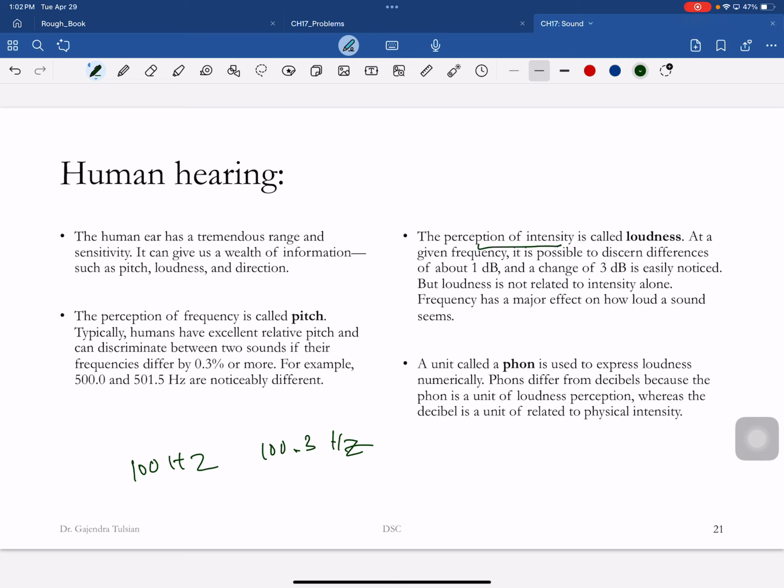So the perception of intensity is loudness. You can discern differences of 1 decibel. So you can tell 11 dB is louder than 10 dB. I mean, it is louder, but you can tell that. And 3 dB is easily noticed. Now, our perception of loudness depends not just on intensity, it depends on frequency as well.